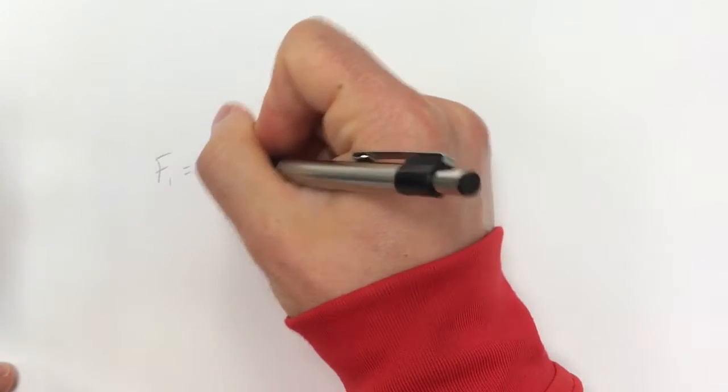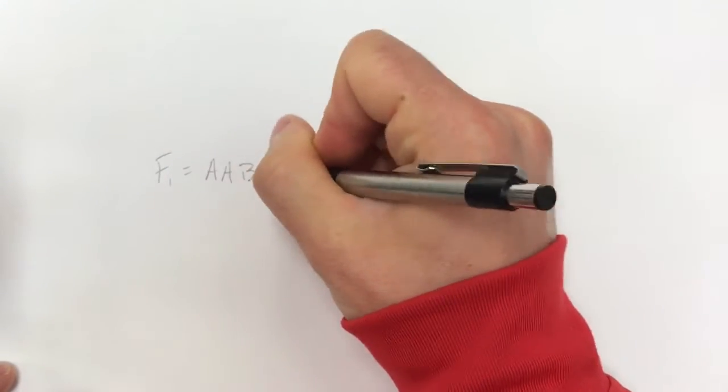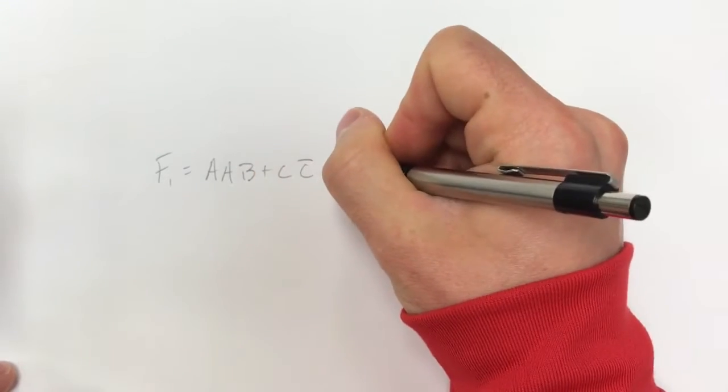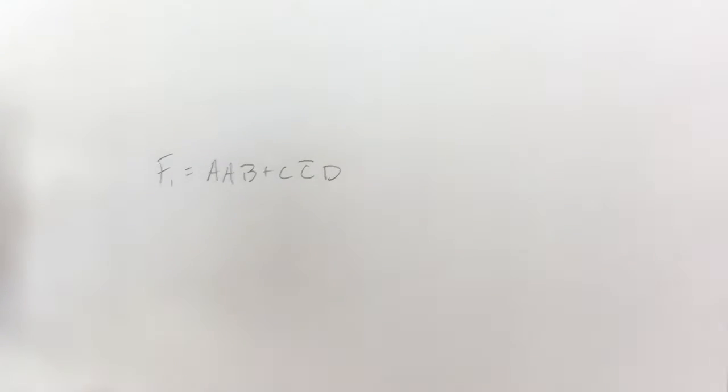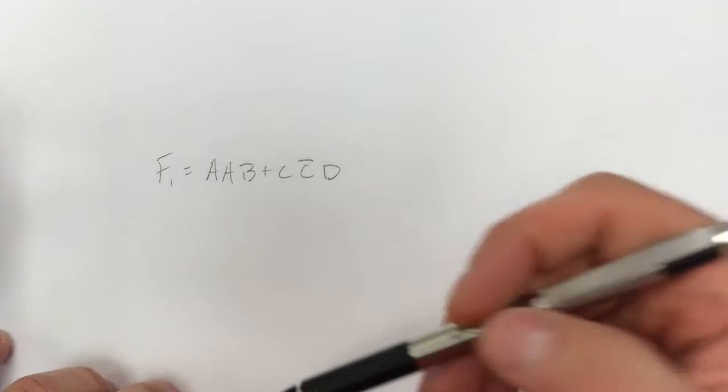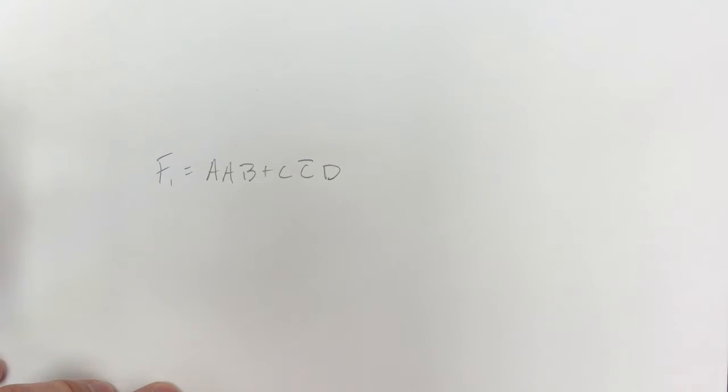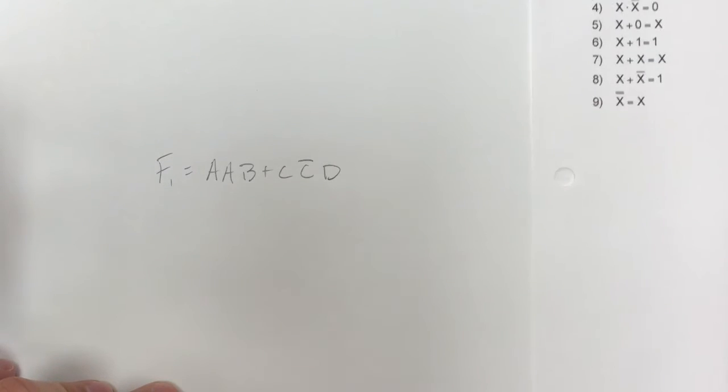And say we have a logic expression that says F1 equals AB plus C'D. Okay, we have this logic expression, and it's not simplified. Boolean algebra is just simplifying logic expressions, and we do that by using Boolean theorems.